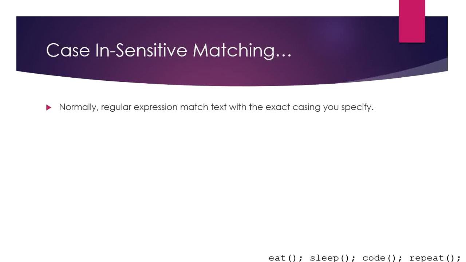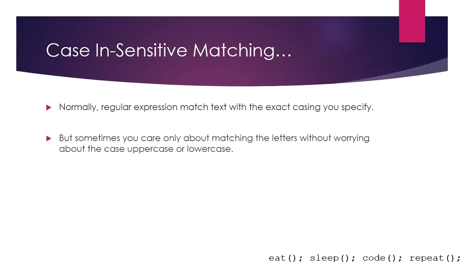Case insensitive matching, as the word itself says, means we are going to match something that is not necessarily in a particular case. Normally we use regular expressions to match text with the exact casing you specify. If you have to match cat, C-A-T, then C must be capital and the rest must be small, like title case. But sometimes you might not care whether the letters are uppercase or lowercase. So we have case insensitive matching in regular expressions also.